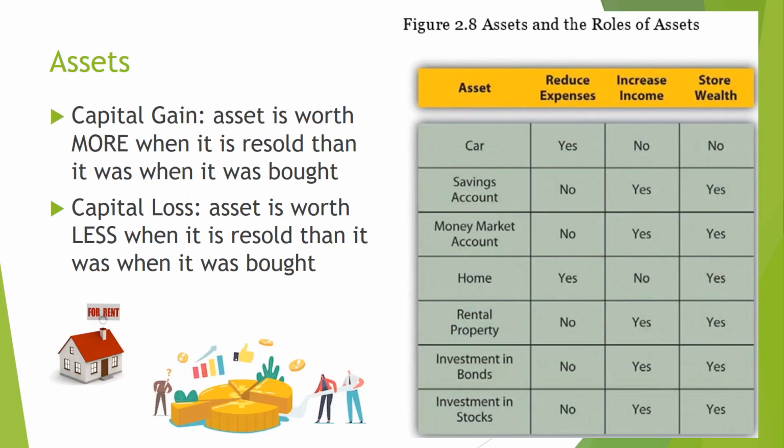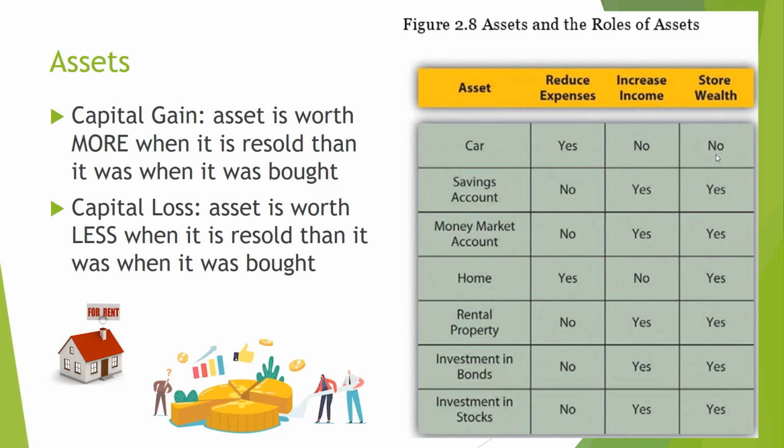If your asset is worth more when you sell it than when you bought it, you've earned a capital gain. But if the asset is worth less when you sell it versus when you bought it, you've experienced a capital loss. And on the table to the right here, we have a number of assets and their roles. So you can see if we look at the store wealth column, most of these assets are a form of storing wealth, with the exception of the car. As we use a car, it generally depreciates.